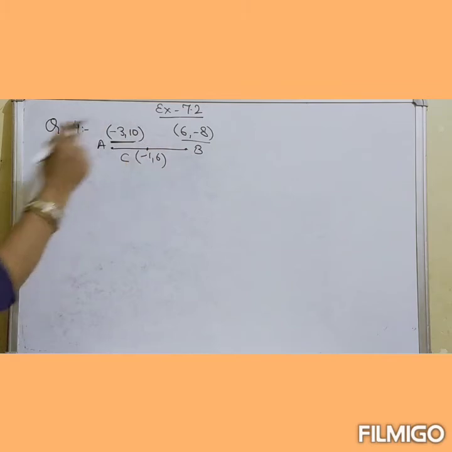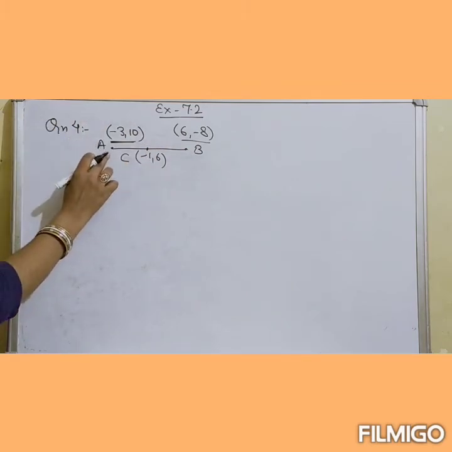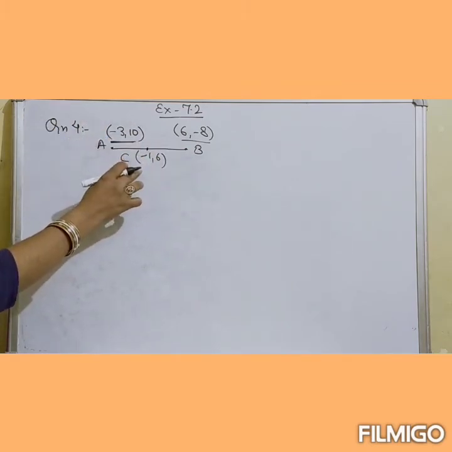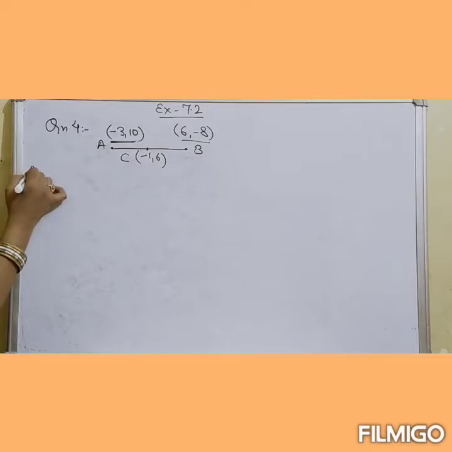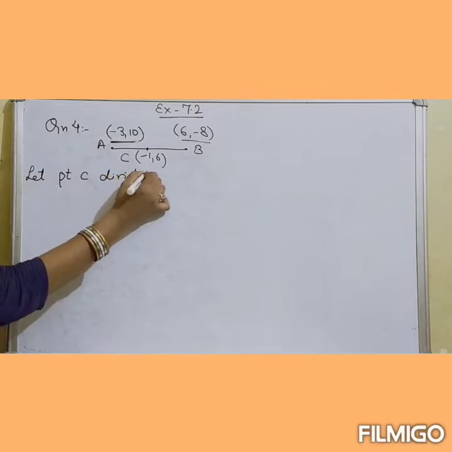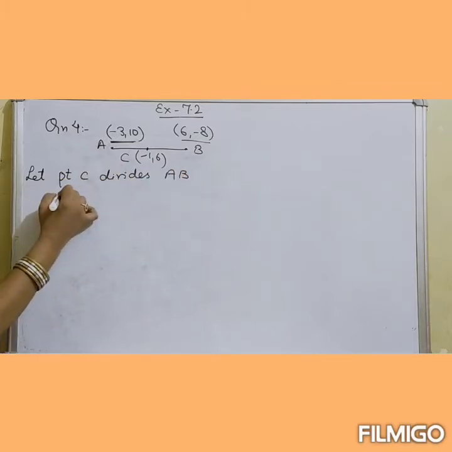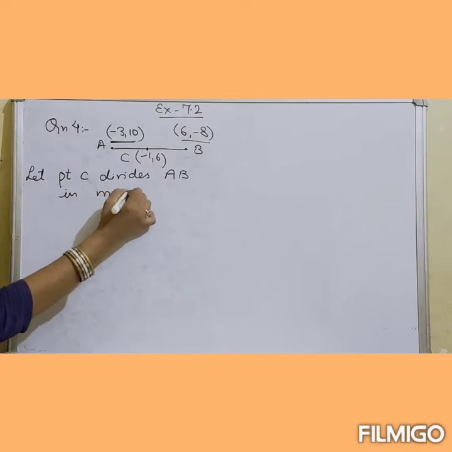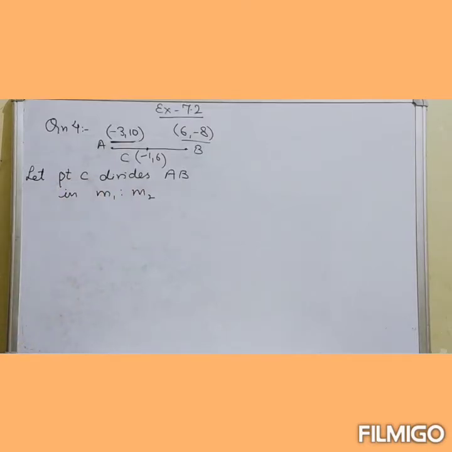This AC by BC. That means if a line joining the points AB is divided by a point C, this point C divides this line in which ratio, that we have to find out. So let point C divide AB in M1 is to M2 ratio, right? So if the ratio is M1 is to M2 and we have the section formula, after applying the section formula, let us see what kind of coordinates we'll get.